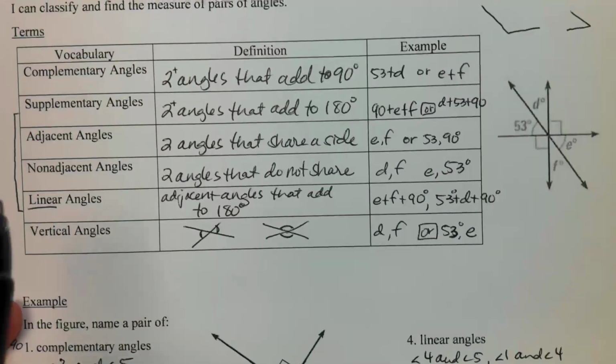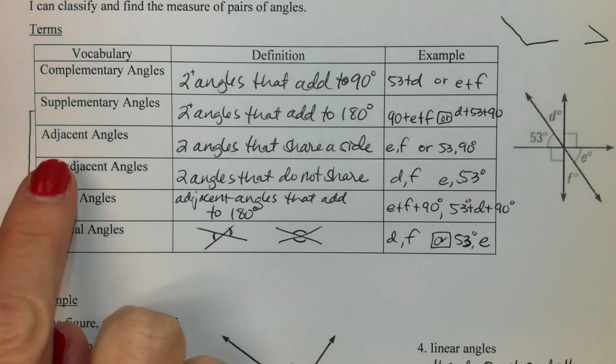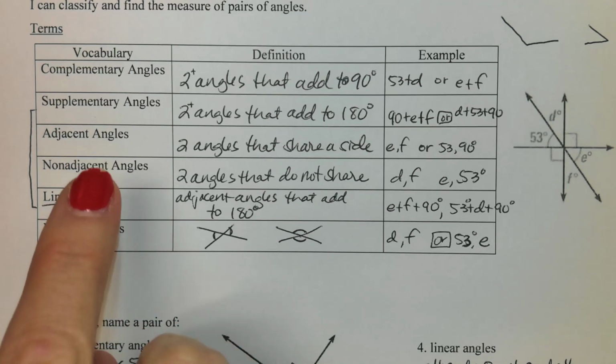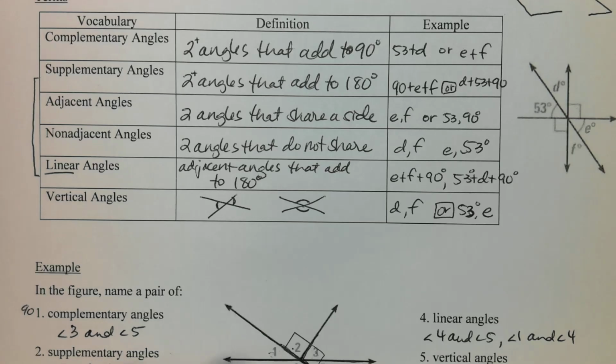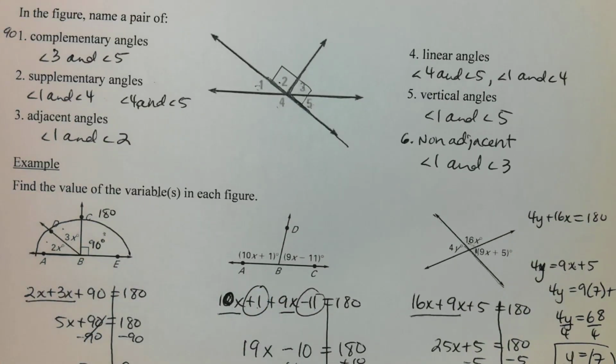So, learning some more vocab. Chapter 1 is all about vocabulary, so we can use it the rest of the year. Complementary, supplementary, adjacent, next to, linear, vertical, those are your really big terms. You need to be able to both identify them and then do some solving with them.